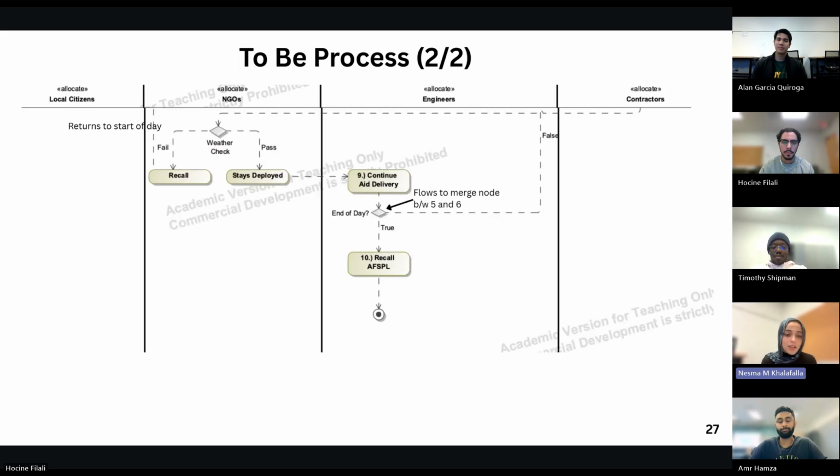There is a queue in this process to account for multiple vehicles working simultaneously again, and throughout the day, numerous weather checks are done. If a weather check fails, then the AFSPL and drones are recalled, and if not, it keeps working till end of day, and then it is recalled.